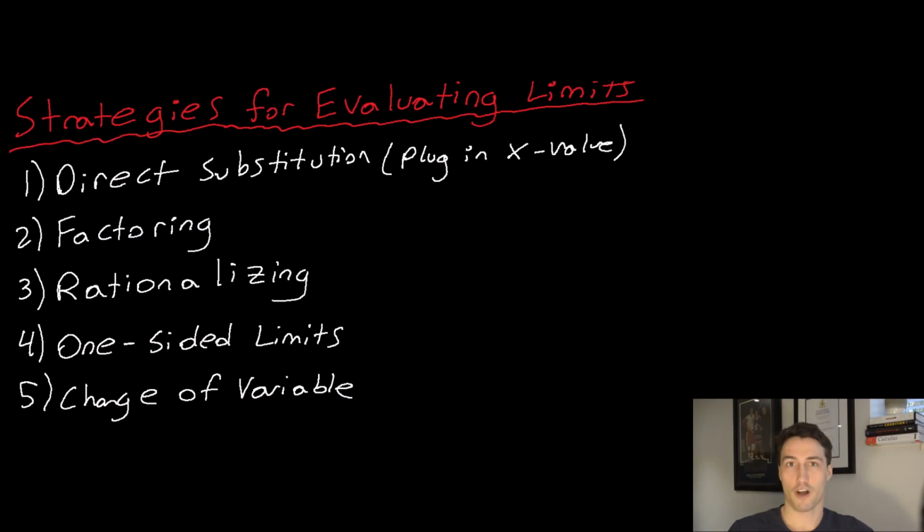Now, before we solve some problems, I want to go over the strategies to evaluate limits. So we have direct substitution. That's what we did in the last example there, where we just plug in the x value. We also have factoring, so that's when we factor the numerator and denominator. We have rationalizing, so that's when there's a radical or square root, and we need to get rid of that square root. And we have one-sided limits, so approaching from the left or approaching from the right, and change of variables. So this is indirect substitution, and we'll do an example problem of that.